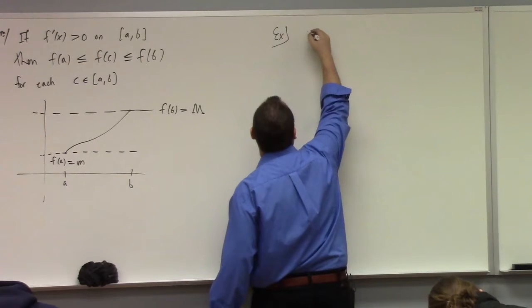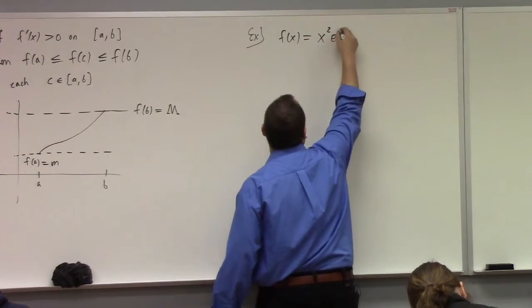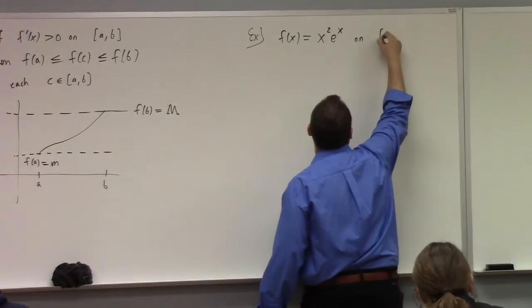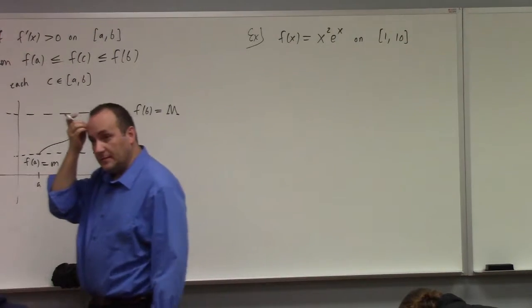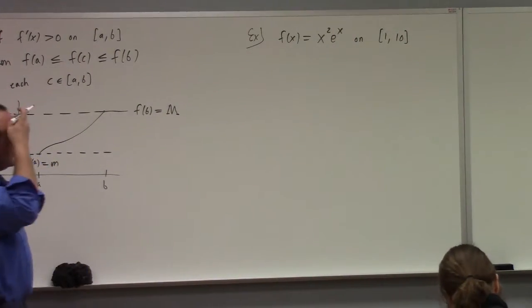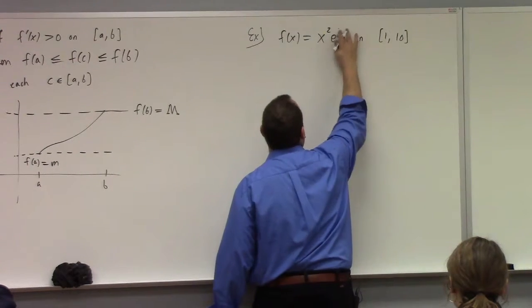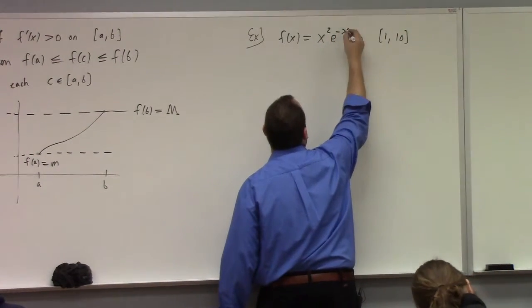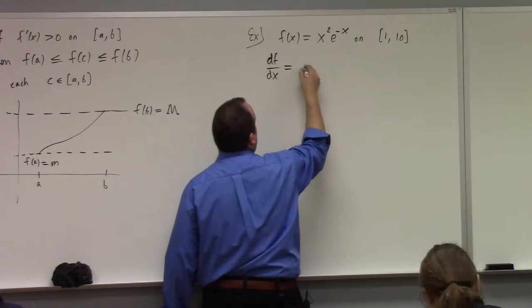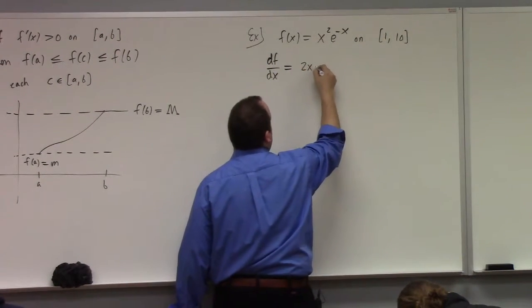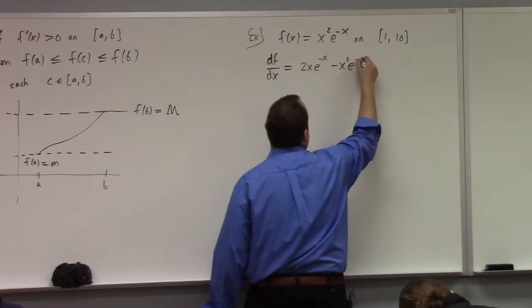So let's see here. How about f of x equals x squared e to the x on, let's say, 1 to 10. And let me make it a little bit harder. Let me make that e to the minus x. So what's f prime? What's df dx? We've got 2x e to the minus x minus x squared e to the minus x.